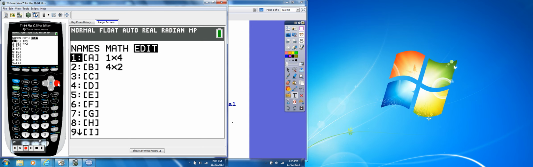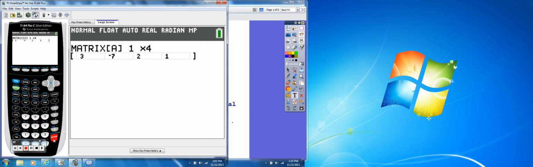So we're going to edit letter A. And what are the dimensions of letter A? It's a 1 by 4. We've already said that, right? If you have another number there, let's say it was a 2, all you have to do is highlight it, type a 1, type enter, and it changes it to a 1. So if you have a 4 by 5 entered, you can type 1, enter, 4, enter. Now it's a 1 by 4. Enter your 4 numbers in.